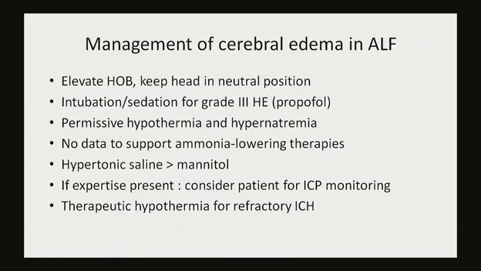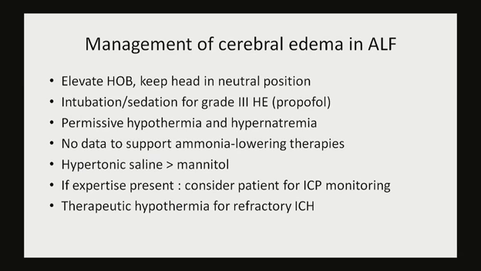Cerebral edema in acute liver failure. You can elevate the head of the bed, intubate and sedate with propofol, especially if they hit grade 3 hepatic encephalopathy. There are hypothermia protocols that we're developing, and you can move them to hypernatremia. No data to support ammonia-lowering therapies, but we are going to treat their hepatic encephalopathy with low-dose lactulose, basically having 2 to 3 bowel movements a day. Rifaximin, and there may be adjuncts to this as well. Never use neomycin. My advice is do not consider intracranial pressure monitoring, although some centers keep this in their armamentarium.